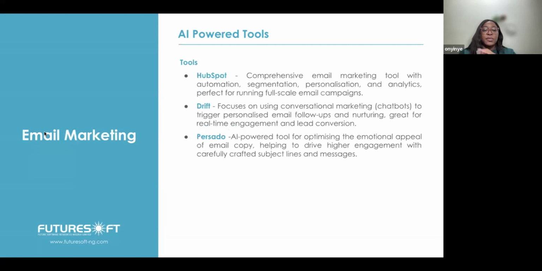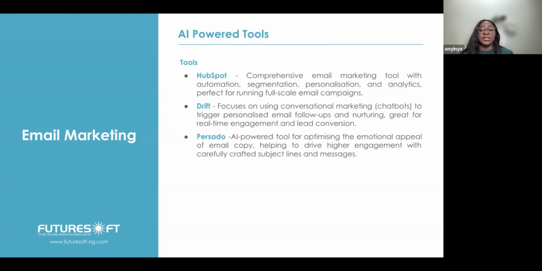Then for email marketing, we have HubSpot, which is a comprehensive marketing tool, and this automates, segments, and personalizes your funnel. So if you have a full marketing email campaign going on, it's something that you can use to customize that. You can create segments based on the behaviors of people. You can segment your list that way. For people that you are reaching for specific things, you can personalize the message that you send based on where they are on your email campaign funnel. So you can do that with HubSpot.